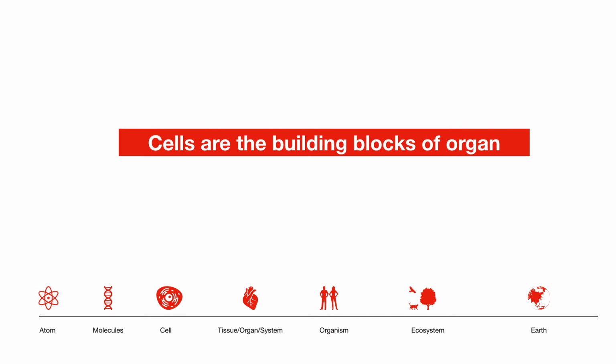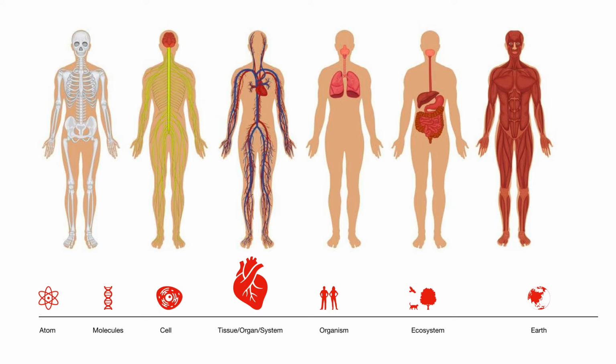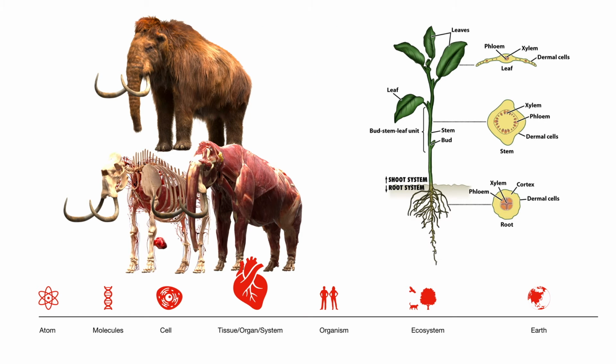Cells are the building blocks of organs and tissues. There are different types of tissues in the human body. Tissue is characterized by having multiple types of cells working together as a single unit. And when you have different types of tissue, they form complex organs. Humans have different kinds of organs that allow us to survive, and different types of organisms also have different types of organs, from mammals to plants.